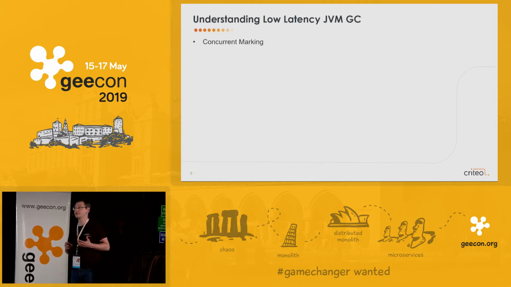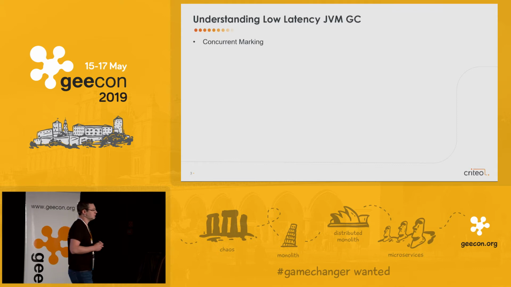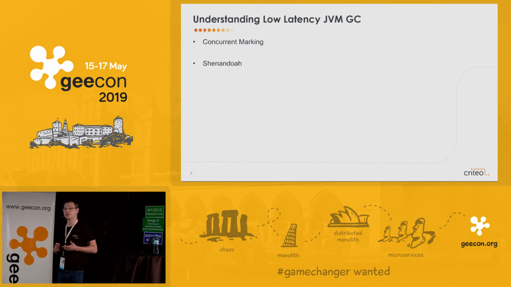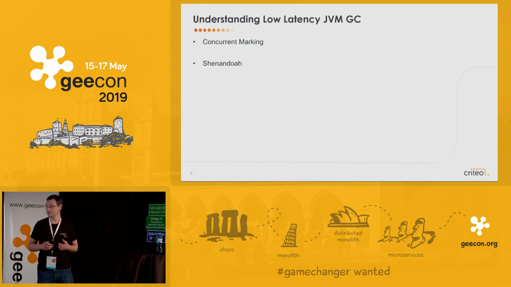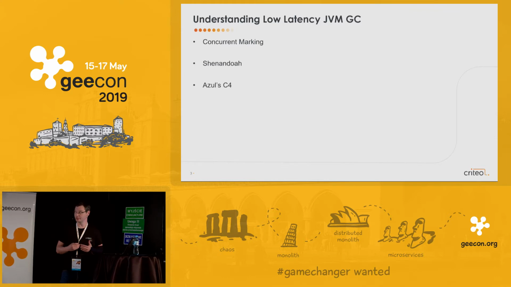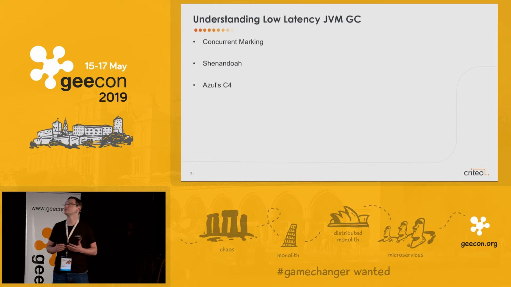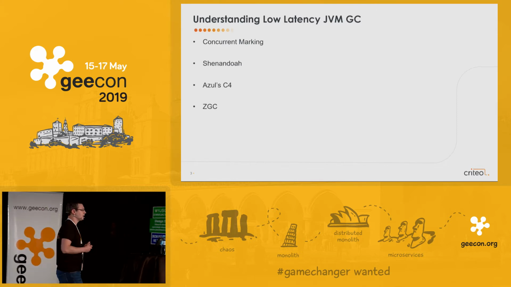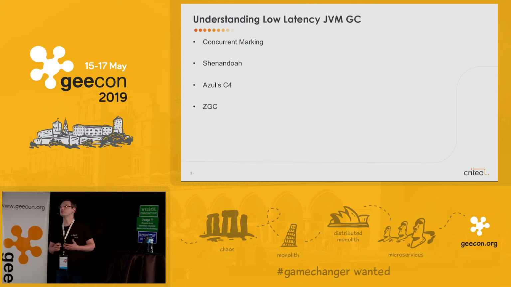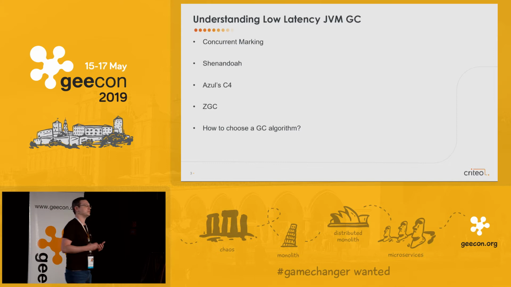We will try in this presentation to see how the GC works. I'm assuming here that you know how basic GC works with the mark phase, sweep phase, compact phase, so I will not re-explain that. What we'll do is explain the concurrent marking that is common for all the new GCs. Then we will dig into Shenandoah, that's the one from Red Hat. Then Azul C4, that's my biggest part because I know this GC well. And finally, ZGC, that's the newest one. And we will explain how to choose between those algorithms.